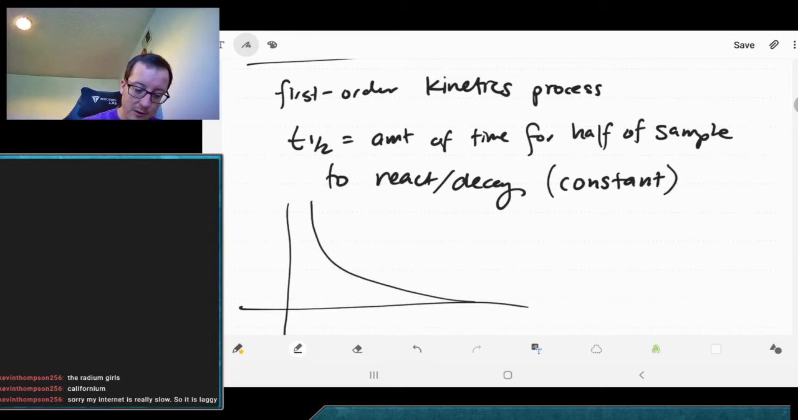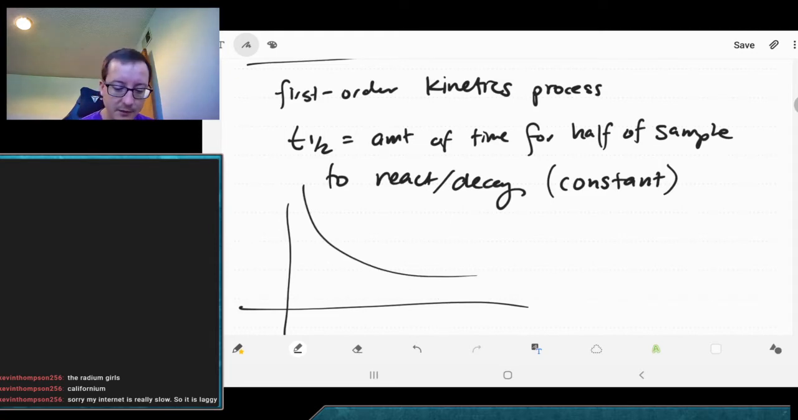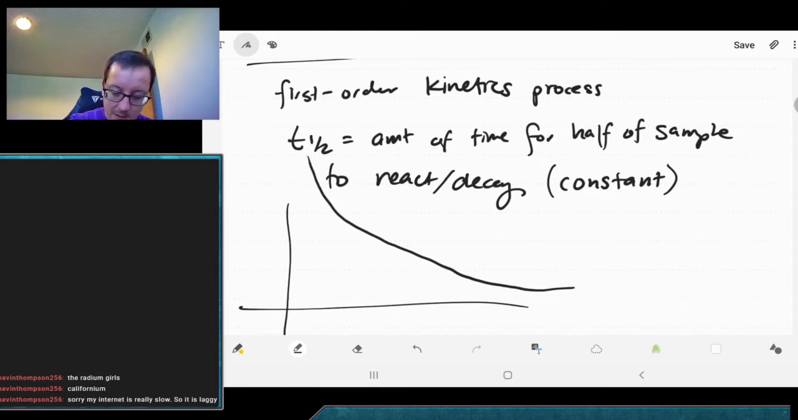If we remember first order kinetics, that's a terrible way of doing it, but there we go. That's also terrible. I'll get this right one day. There we go, that's better.